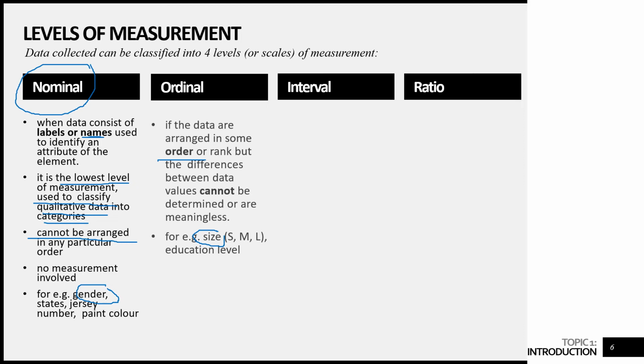S is the smallest size, followed by medium, followed by L, or large. So this is what it means by we can rank those data. Now let's look at the third level of measurement, which is interval.